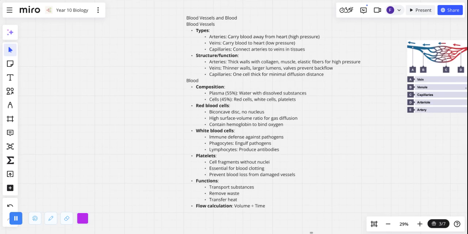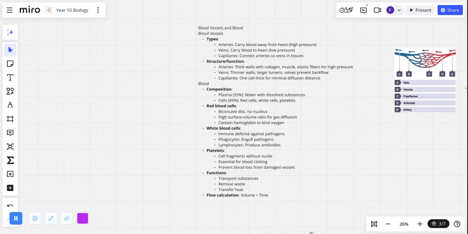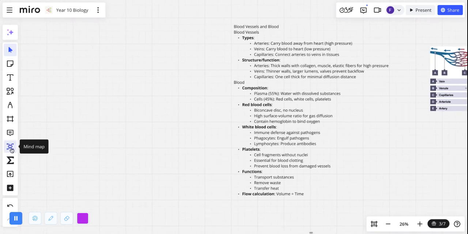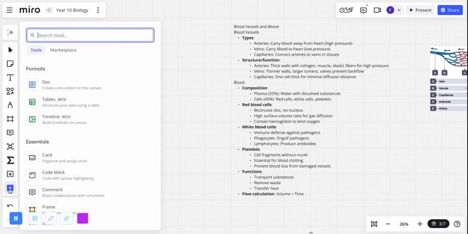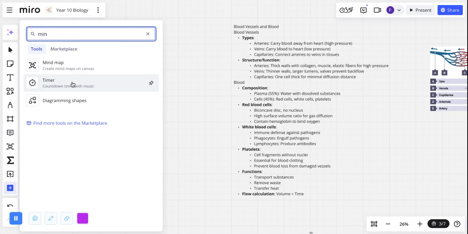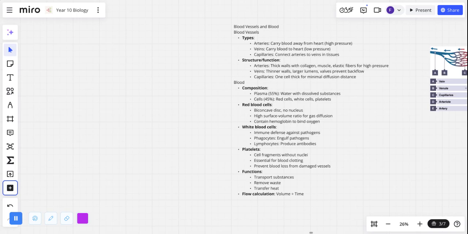One thing I will show you, and again I'll say it, mine's mind maps. I love the mind map tool on the left, and mine's actually pinned there. That's how much I use it. But press plus, type in mind map, and there it is, and just click it once. Or diagramming shapes, they work quite well as well.